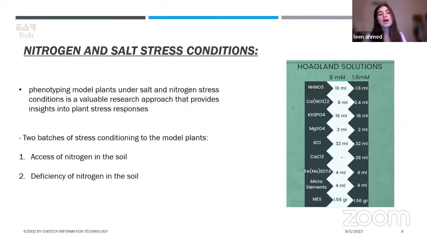Would it like it? Would it not? And then we have the deficiency. We have the second batch, which was deficient in nitrogen. So it barely had any nitrogen. If you look at the chart on the right, the white column is the 8 millimolar nitrogen solution. So it had an excess of nitrogen. And then you have the 1.6 millimolar, which had the deficiency of nitrogen in the soil. And we wanted to see the results. How would the plant appear to be? How would the phenotype be affected by such environments?